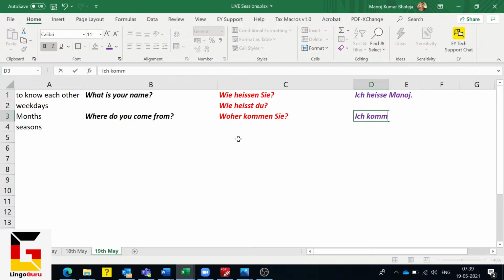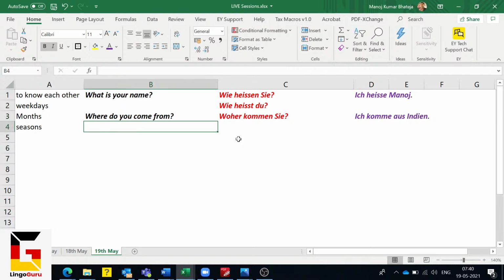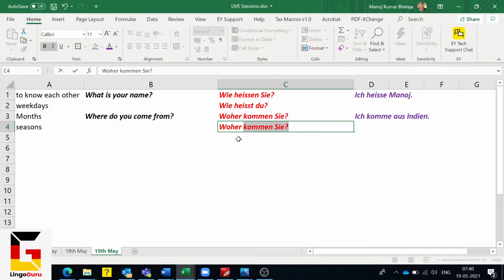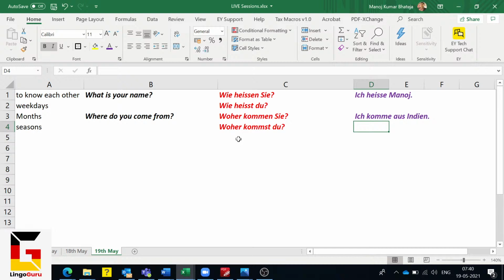Your response would be "Ich komme aus Indien." You don't say India, you say Indien. "Ich komme aus Indien." And the informal way to ask the question is "Woher kommst du?" This is my informal way to ask someone where he or she comes from. The answer remains the same: "Ich komme aus Indien."